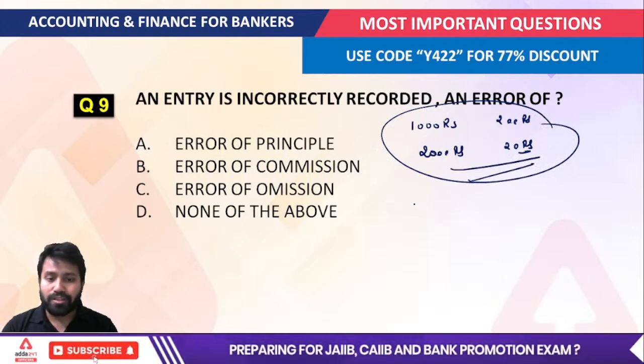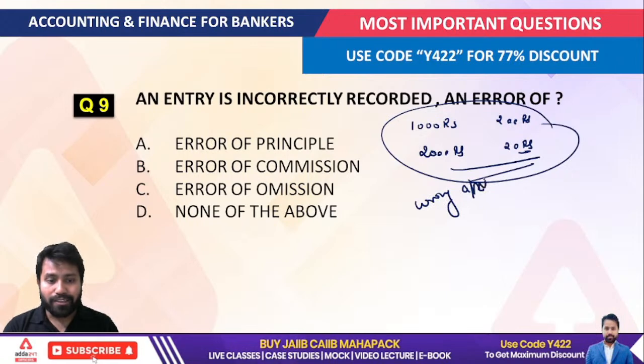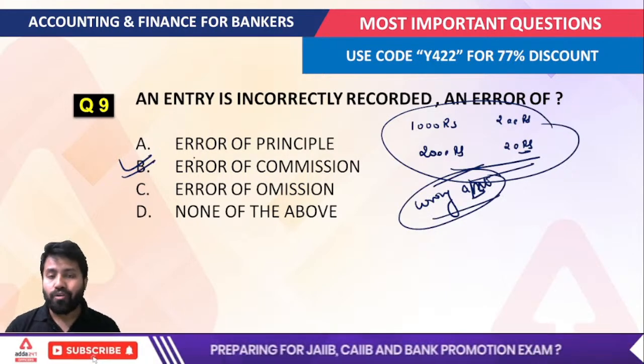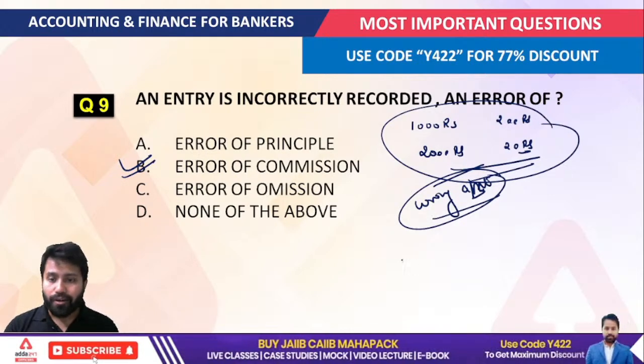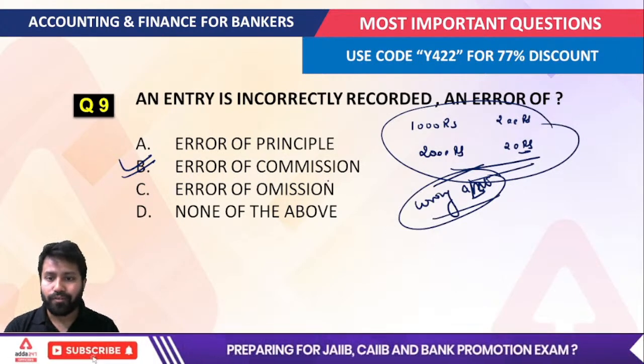Now, in the previous slide we understood that whenever we talk about transactions recorded in the wrong amount, this is considered an error of commission. So an entry that is incorrectly recorded is a kind of error of commission, right? I hope it is clear for everyone.